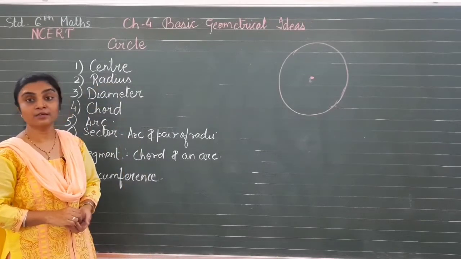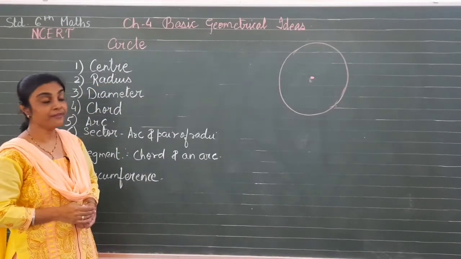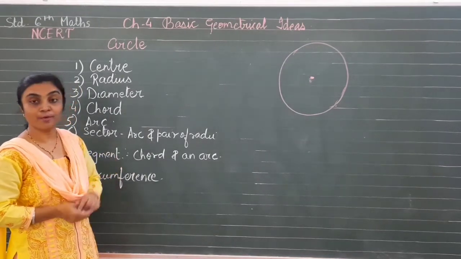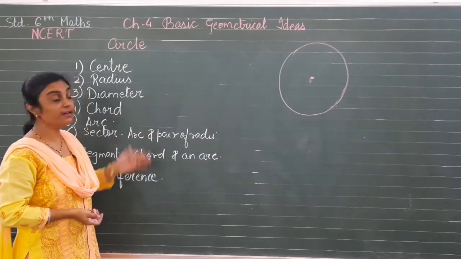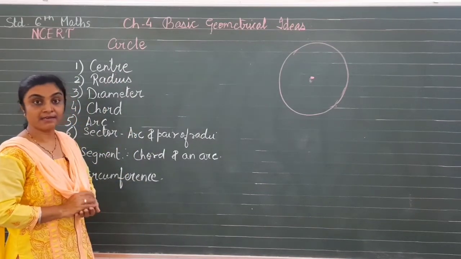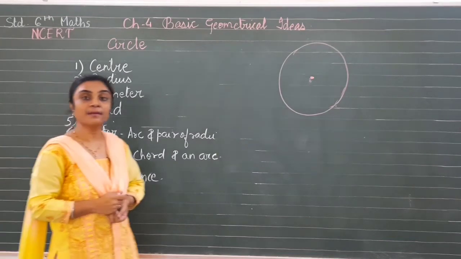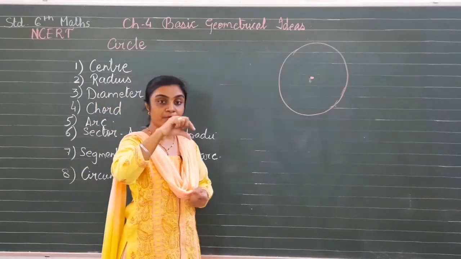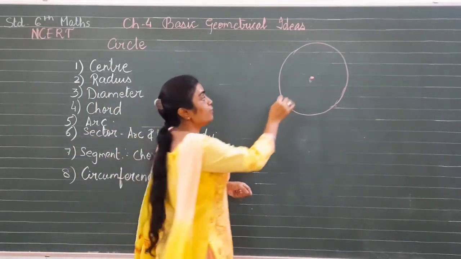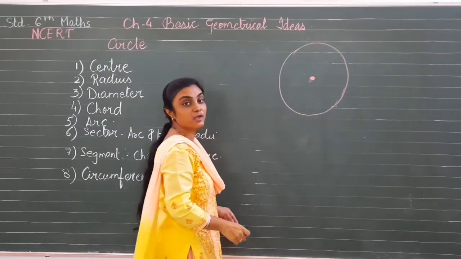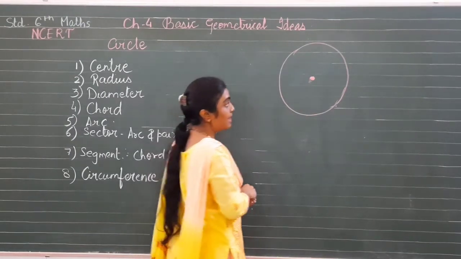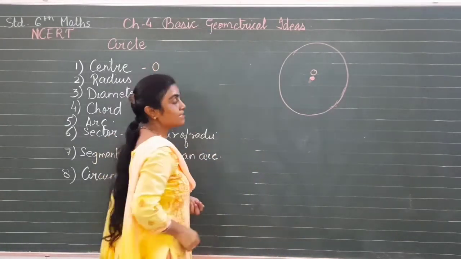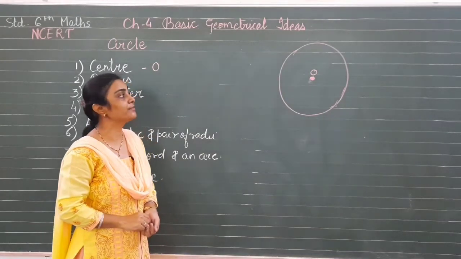Now let us see the topic circle. What is the meaning of circle? It is a closed curve, it will form a circle. So in a circle there are certain points. The first point is the center or the midpoint. If you take a drawing compass which is in the geometry box, and draw a circle from a point, you will see a midpoint. That midpoint is called the center of the circle. Let us name it as O. The center is O, or we can say the midpoint of the circle.